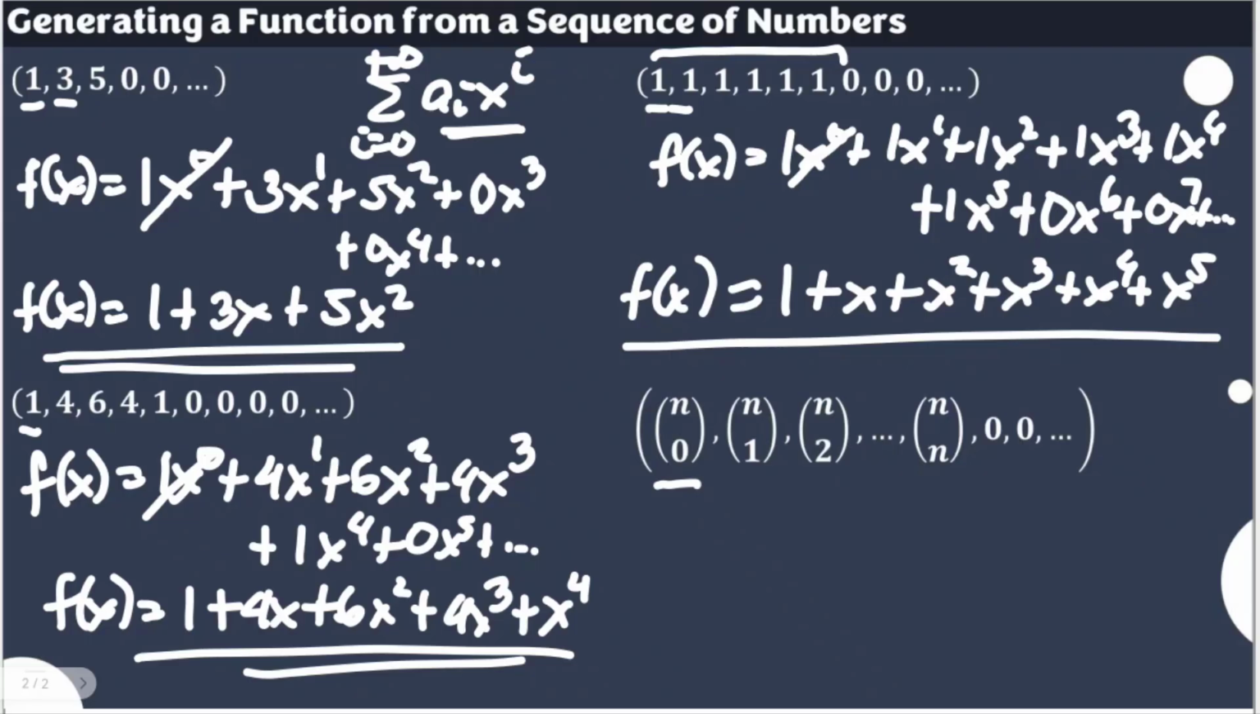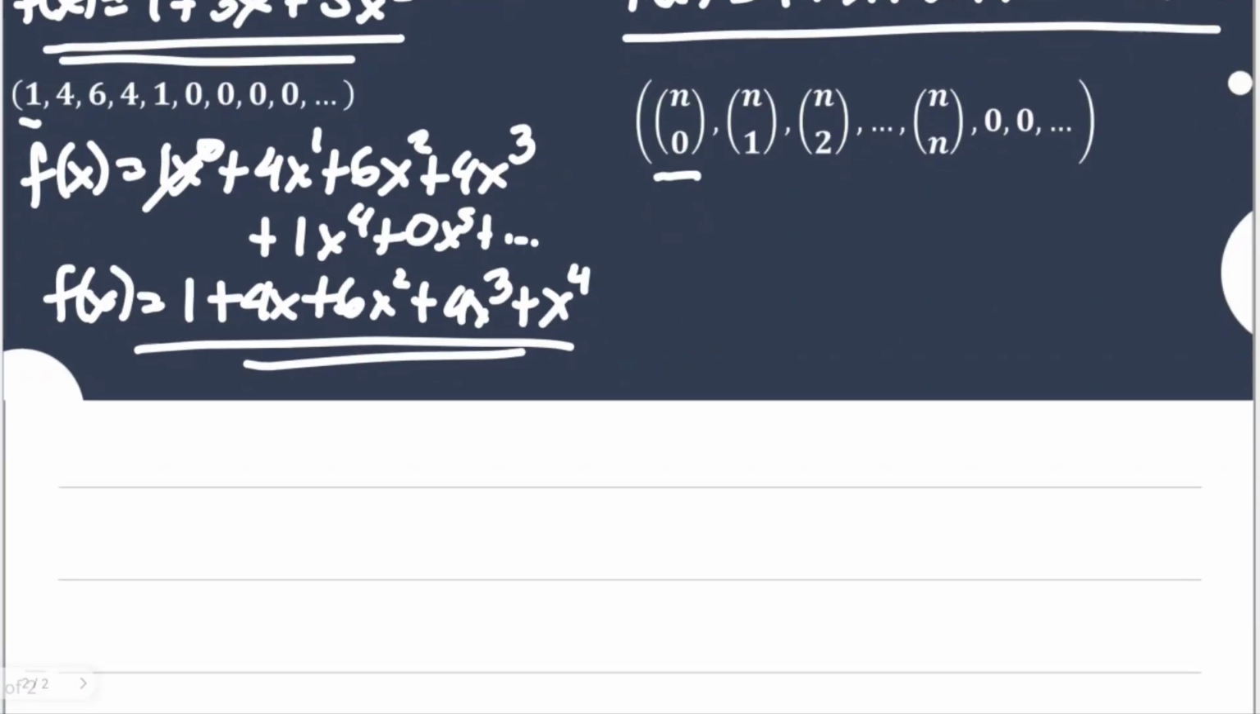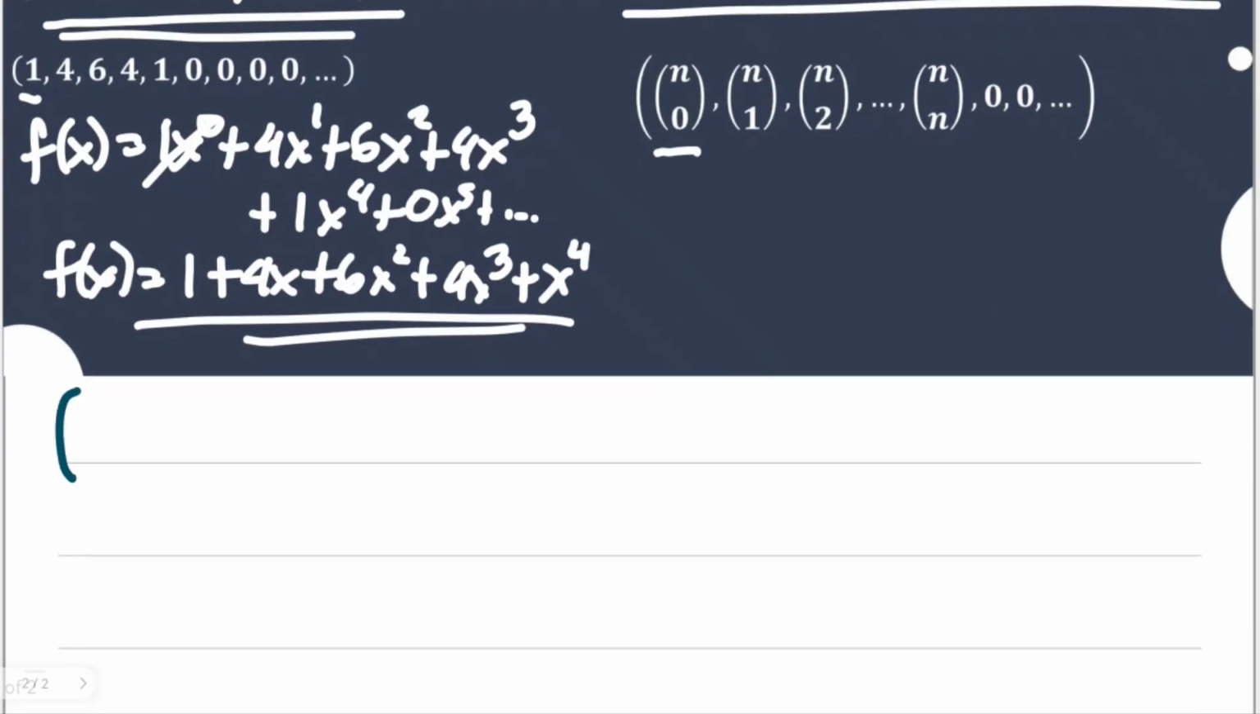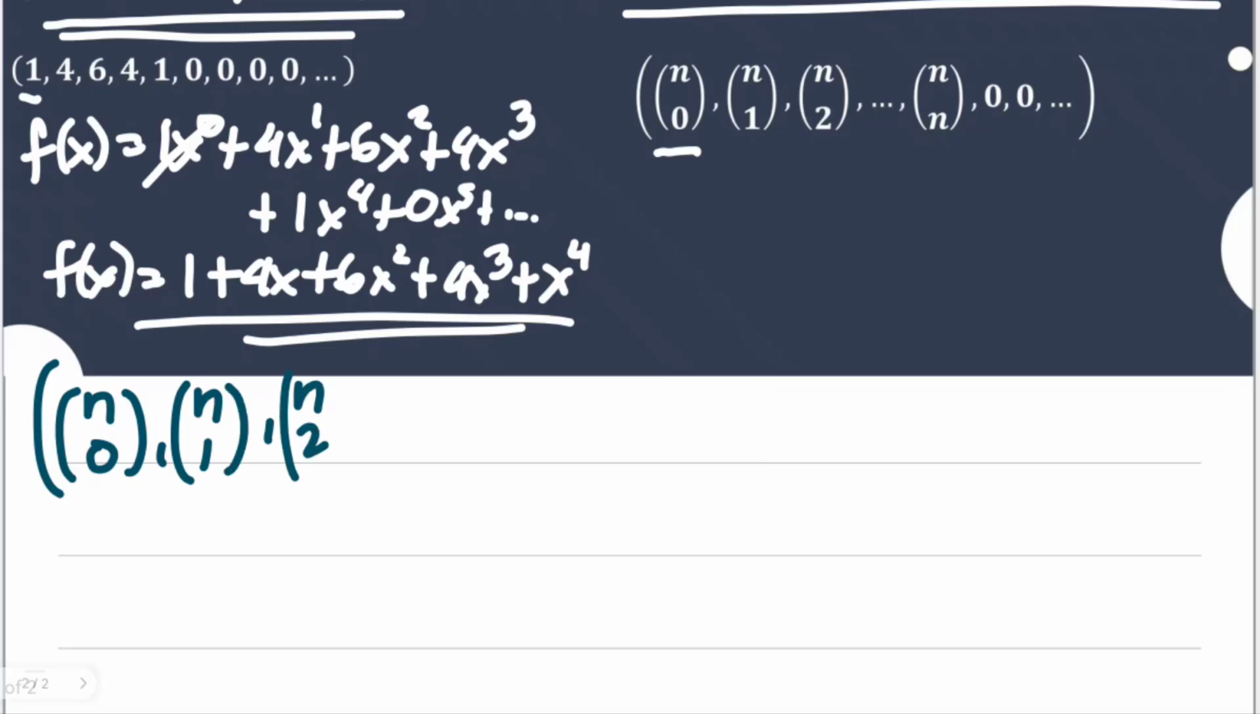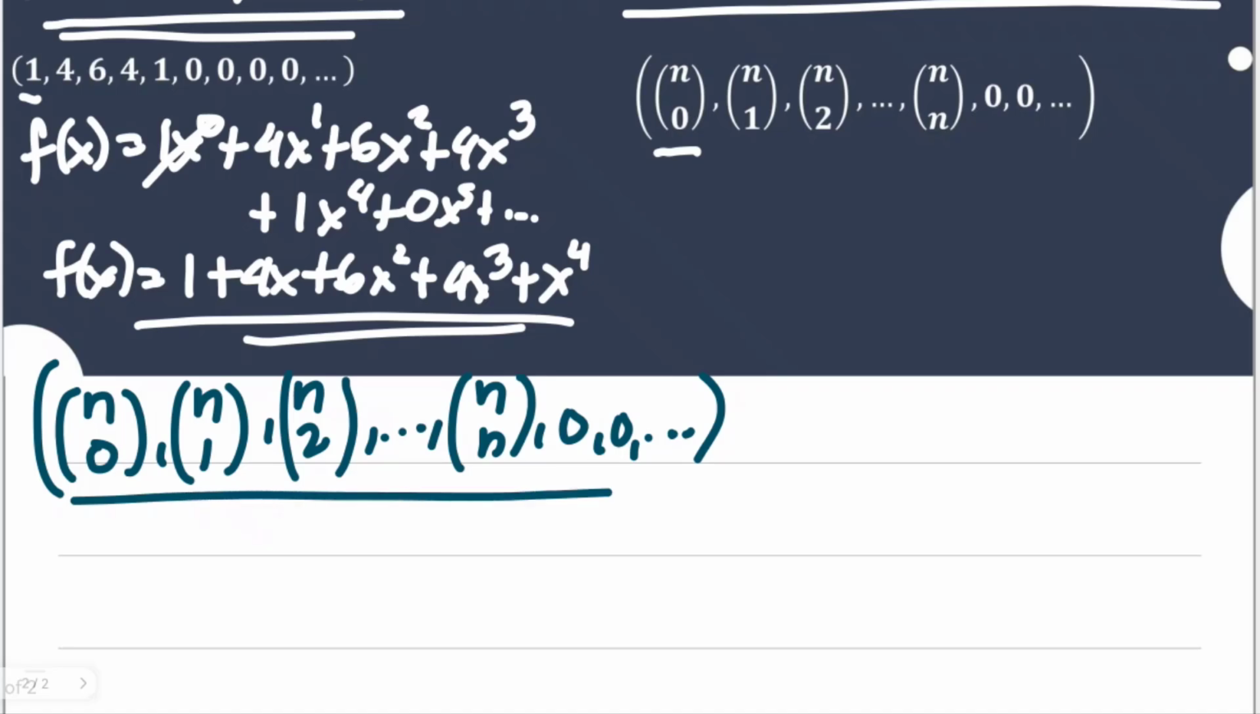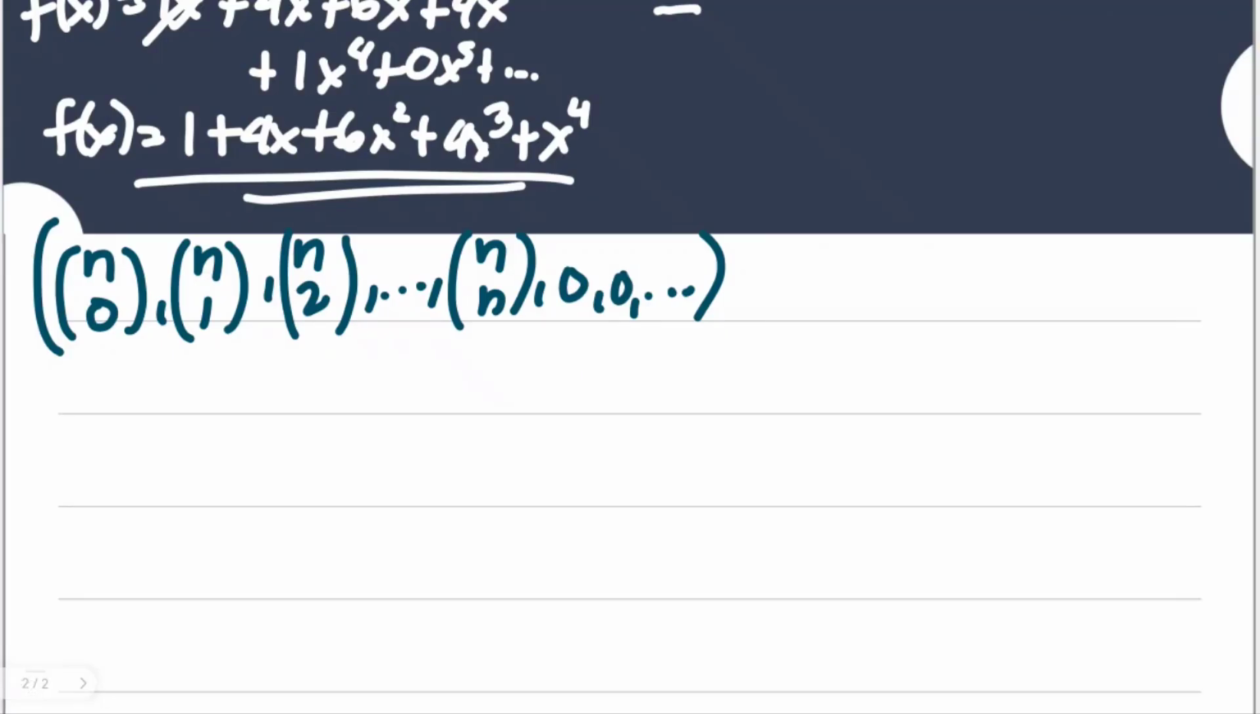Now, I'm going to move to the remaining item because this entails combinations: n choose 0, n choose 1, n choose 2, and so on and so forth until you reach n choose n, and then zeros, zeros all throughout. Take note, we have n terms here, so we don't know where we will stop. So we just simply need to look at it from a general perspective.